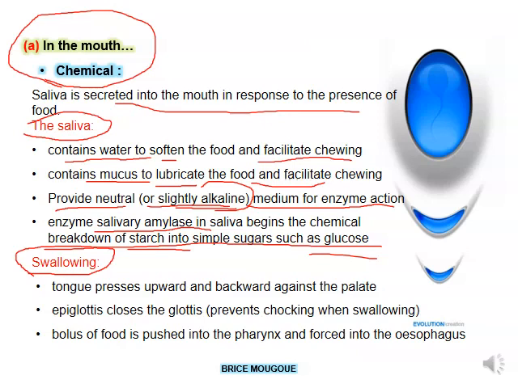It's assisted by the tongue. The tongue will move and press upwards on the palate, that's the roof of the mouth, and backwards, so that food is pushed to the back of the throat. At the same time, the epiglottis, which is a small lid-like structure, we saw that when we were looking at the external structure of the alimentary canal, the epiglottis will close the glottis.